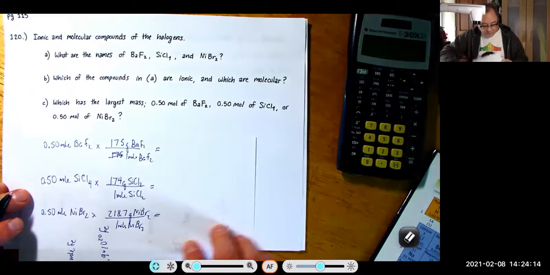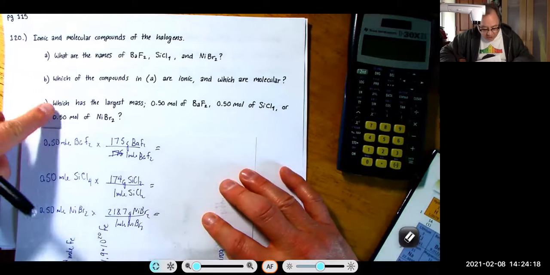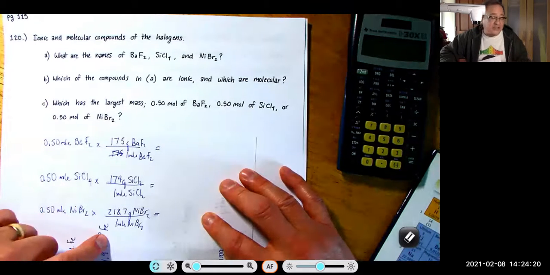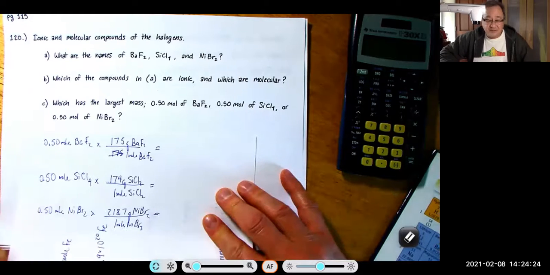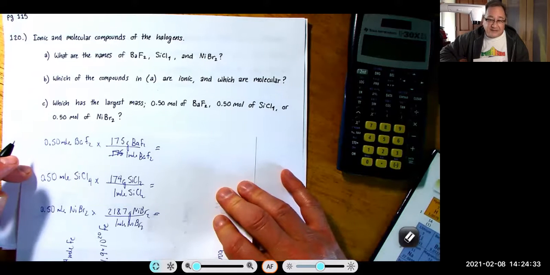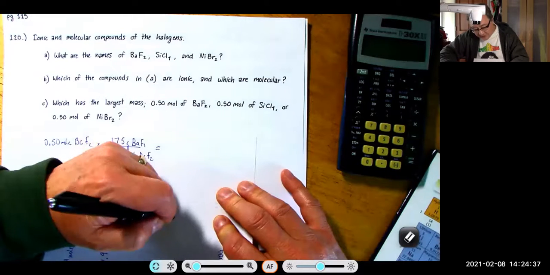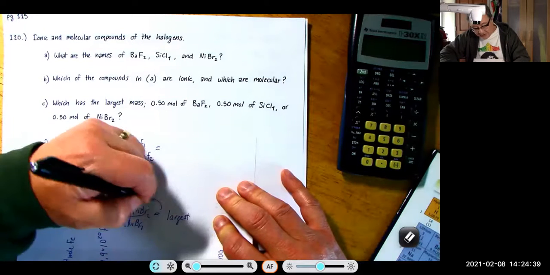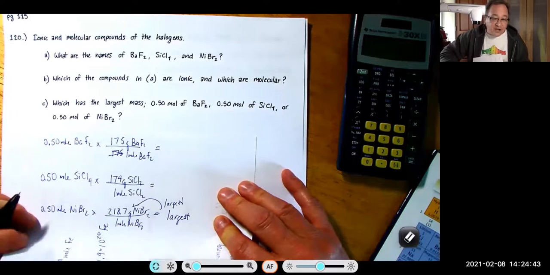So the question is which has the larger mass? Do I actually need to plug the numbers in to see which one is the largest? That's a yes or no. Do I actually have to plug the numbers in? No. This should be enough work. And so I'm going to say this is the largest. Why? Because that's the largest. I mean, this is almost like a duh. Okay.